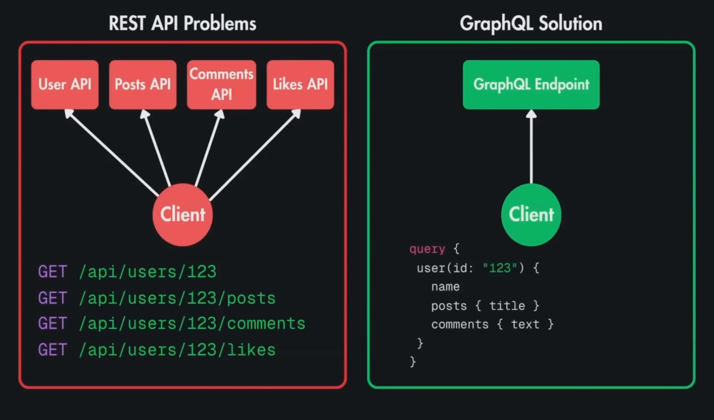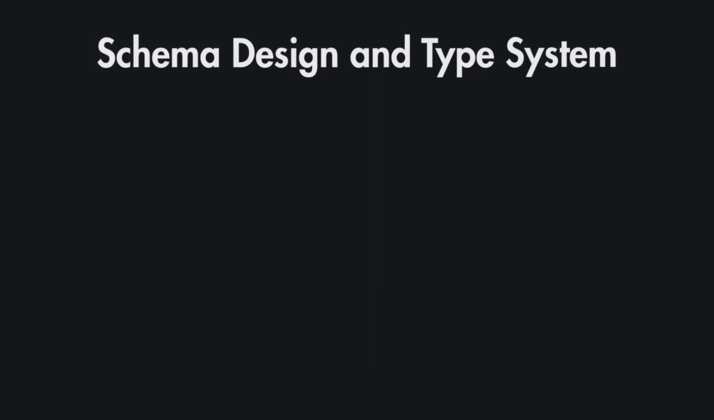And again, with the comments, you can specify the exact data that you need within the object so that you are not over-fetching the data. Now let's see the schema design and type system of GraphQL and how it's different from RESTful APIs.